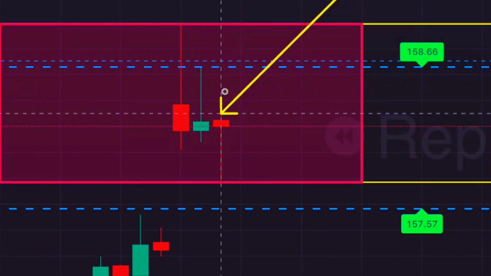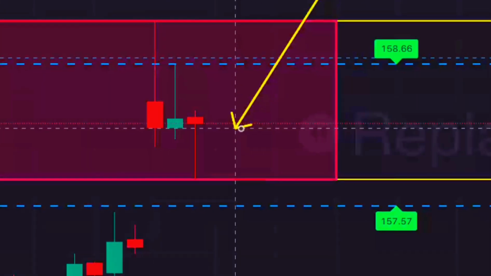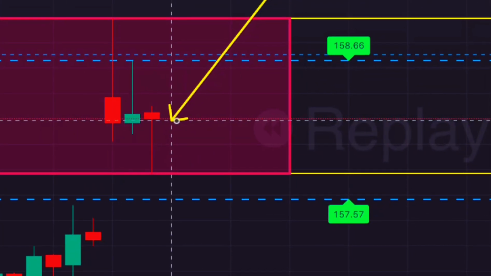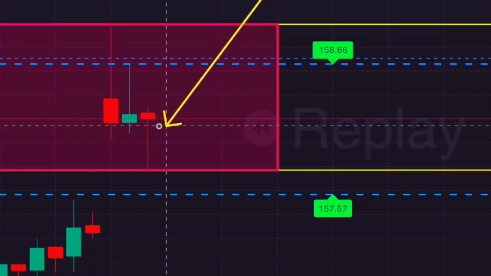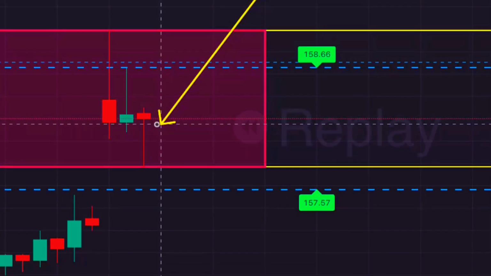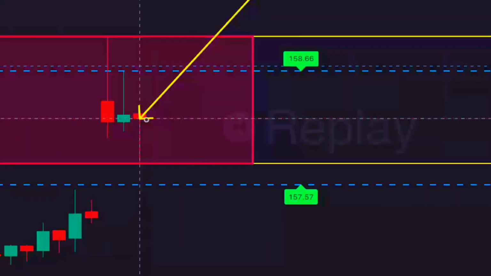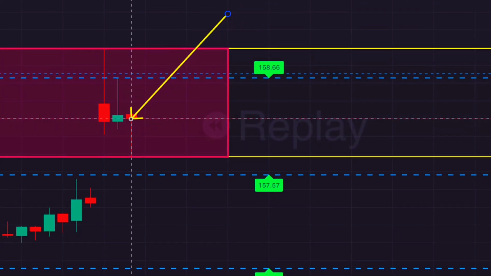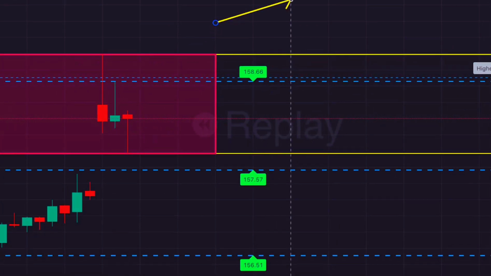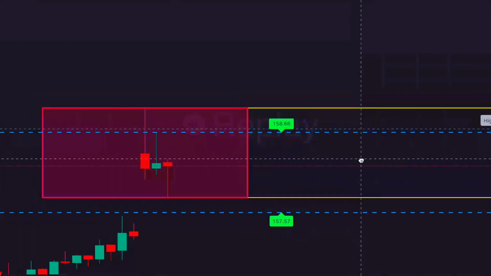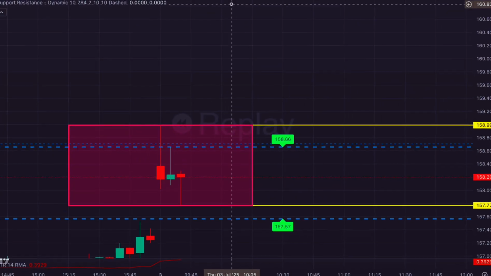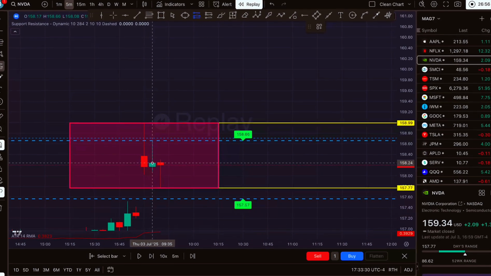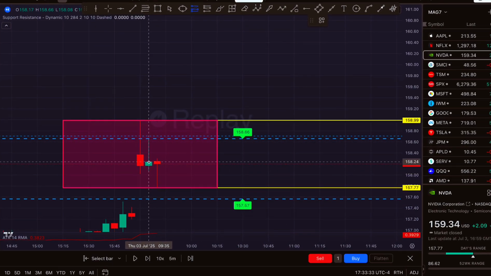And if I want to take an aggressive approach, I can enter a long position at the close of the inverted hammer, just to anticipate the bullish reversal. Okay, so what I did was that I took a long and I placed it here at the closing price of the inverted hammer.